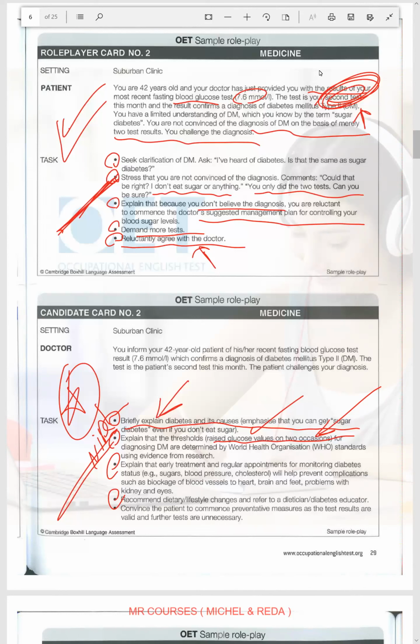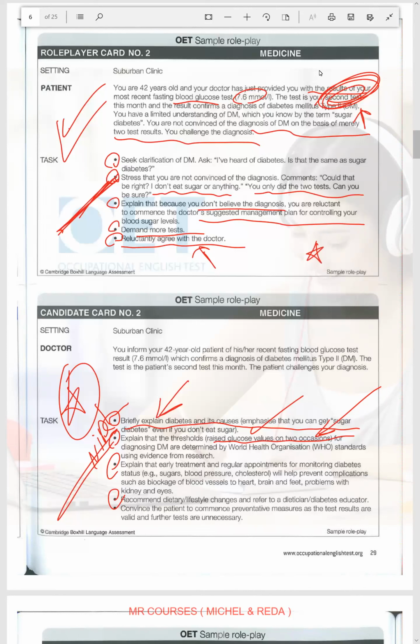Okay. Explain that early treatment and regular appointments for monitoring, like sugar, blood glucose and cholesterol levels, will help to prevent complications. What are these complications? Blood vessel or heart complications, brain or feet problems, all of this. So do we have to tell everything that's written on the card?